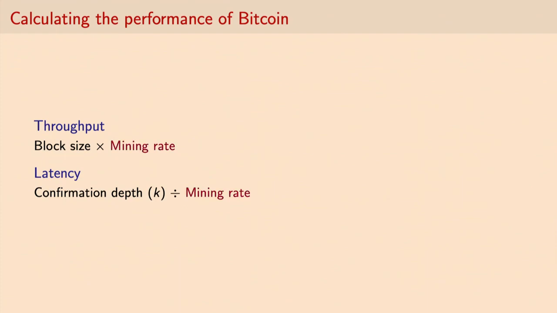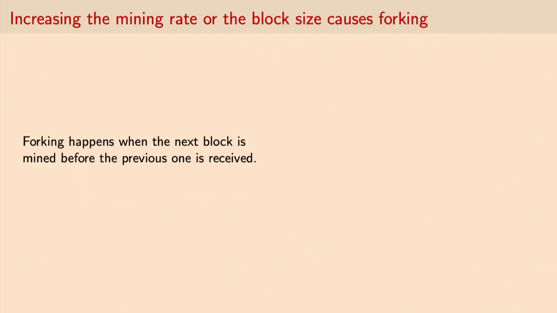We can simply increase the mining rate such that we get both higher throughput and lower latency, or at least we can increase the block size such that we get higher throughput. However, that is not going to work because of forking. And if we increase the mining rate or the block size, we'll get more forking.